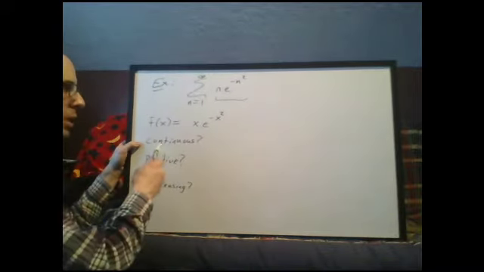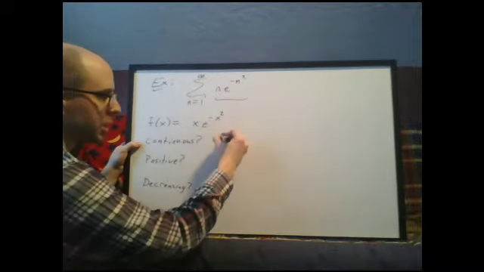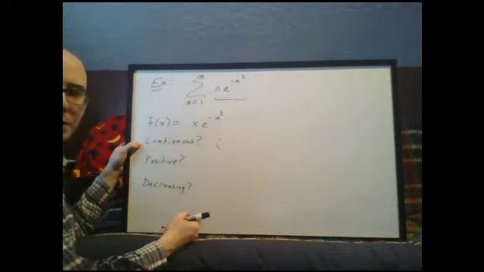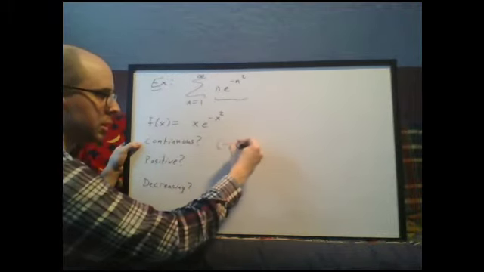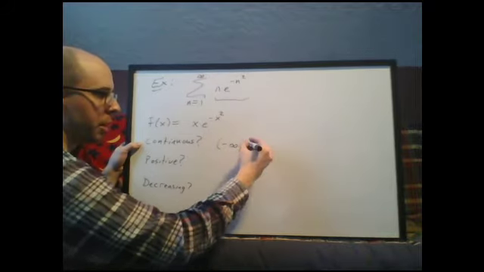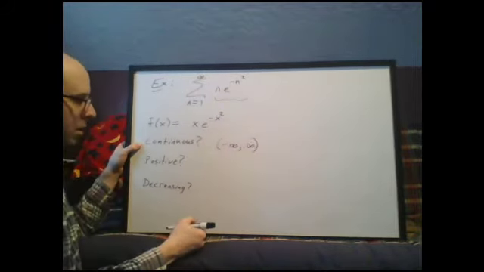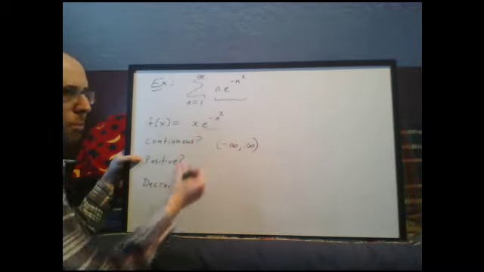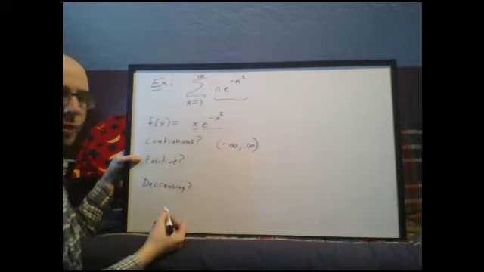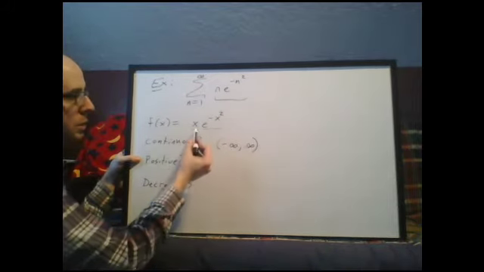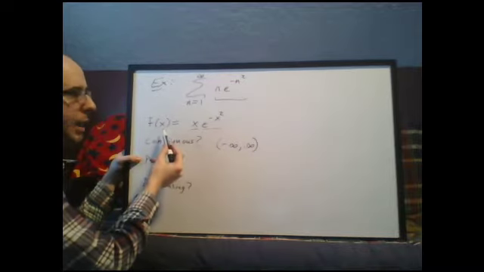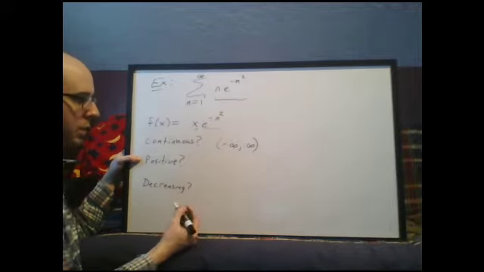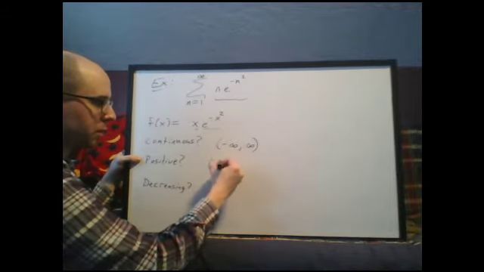So continuity, where is this continuous? Well, it's continuous everywhere. I never have an issue with this function. I never have an issue with dividing by 0 or anything like that. So this is continuous everywhere, from negative infinity to positive infinity. Well, it's positive. Where is it positive? Well, e to a power is always positive. X, however, can be positive or negative. So the sign, positive or negative, of this function will be determined by x. So as long as x is positive, the function's positive. So it would be positive from 0 to infinity.